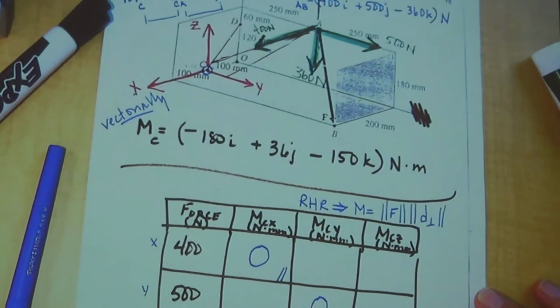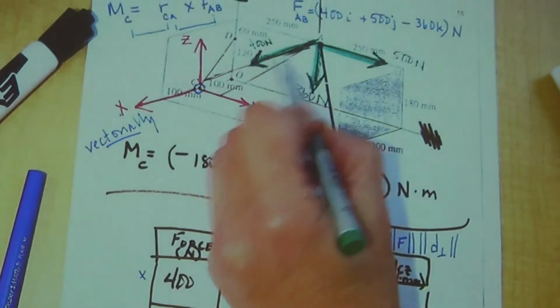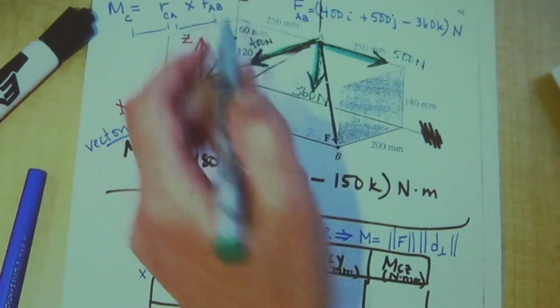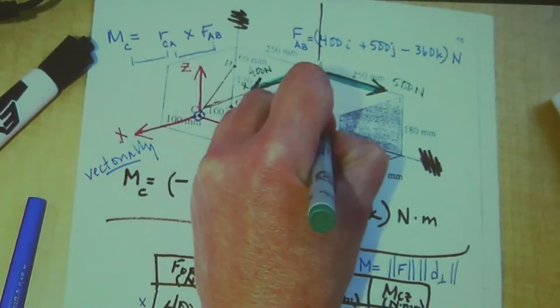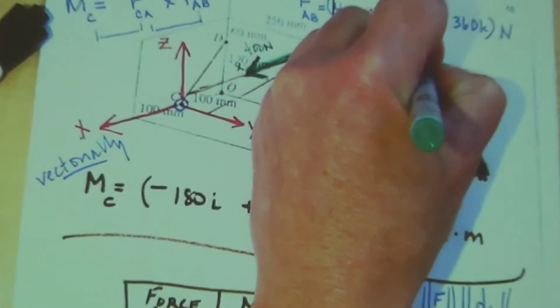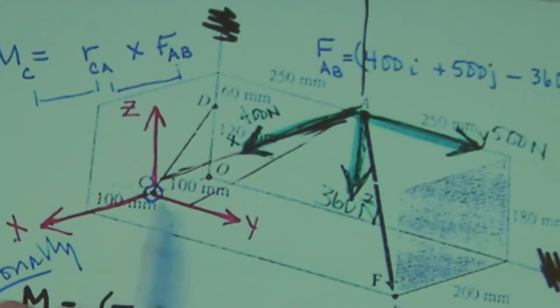180. Yes. Good. 180. The force is in the x. Let's do this. Let's put an x here, a z here, and a y here as a reminder. We have an x here. We want to find the moment here.